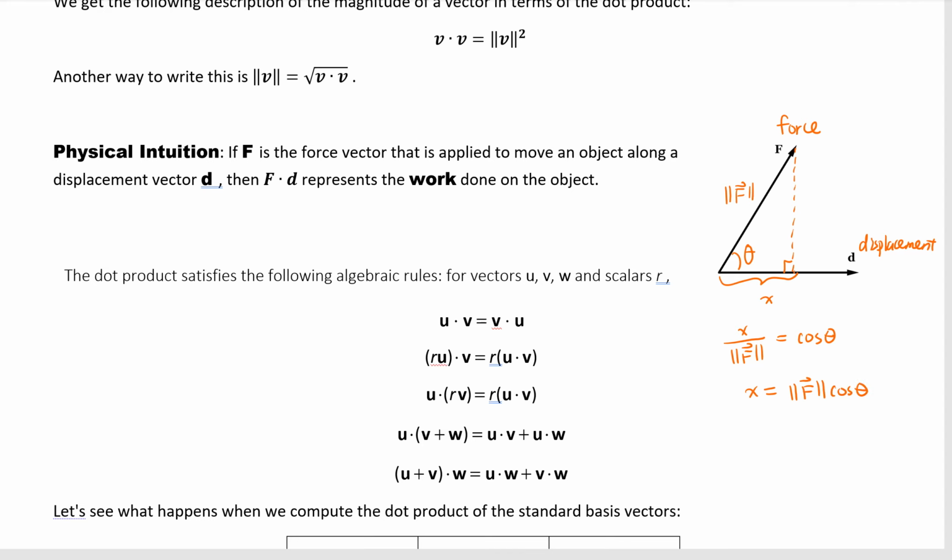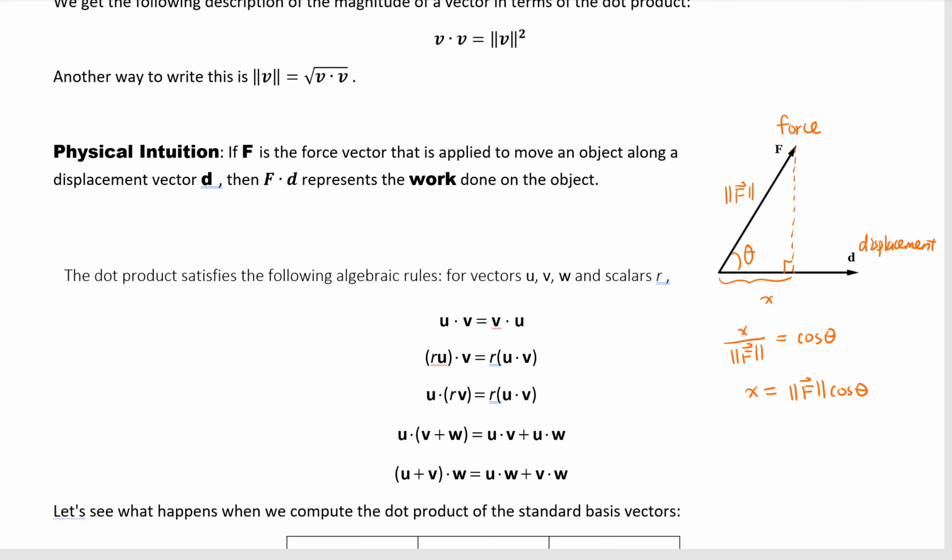So what does that mean? Well, that is like the projection of the force. It measures how much force is actually acting in the direction of the displacement. So this is the portion of the force that is acting in the direction of the displacement. Then we can multiply it by the displacement, and that will give us the work done. Okay.